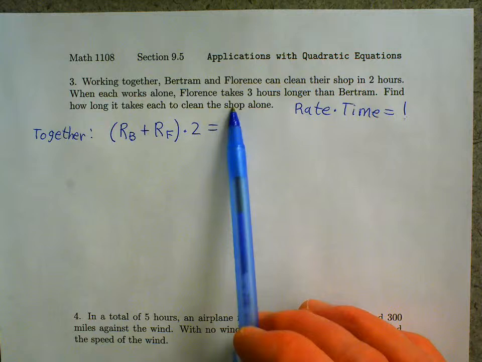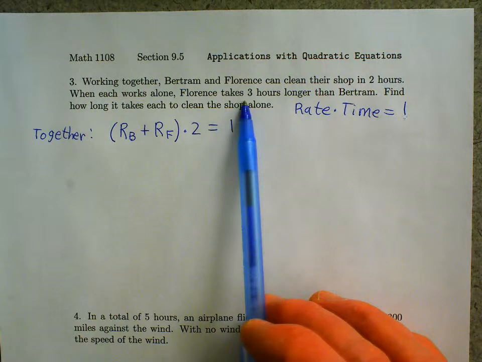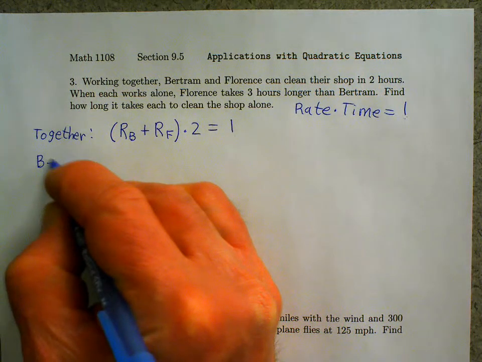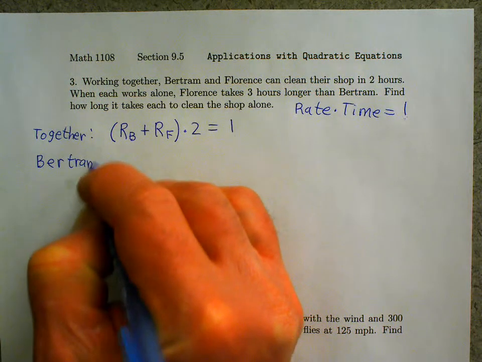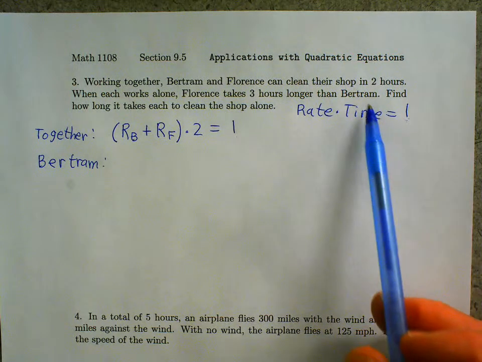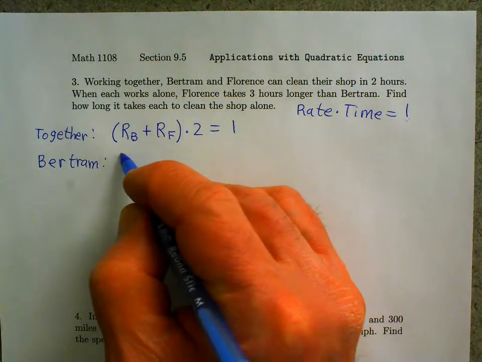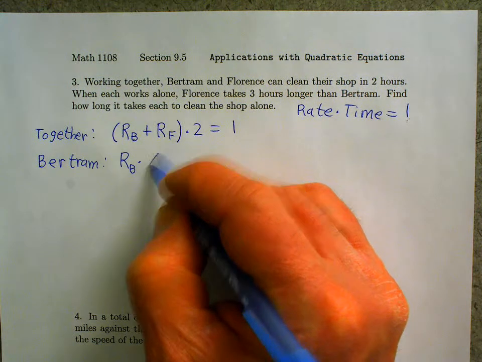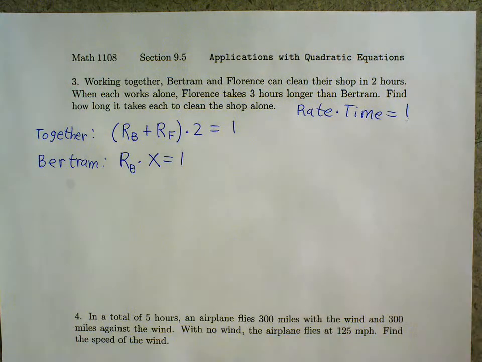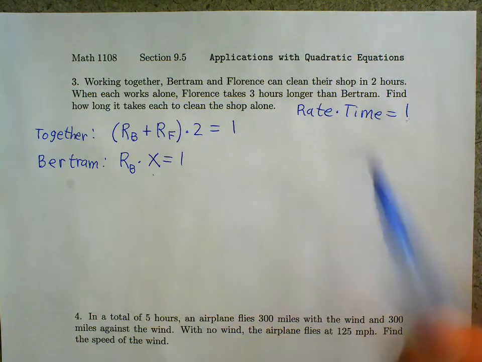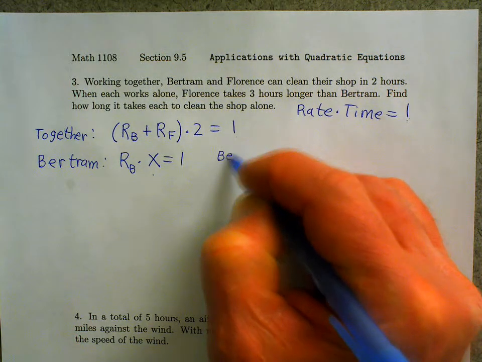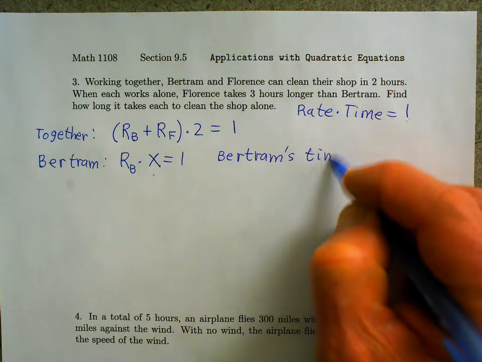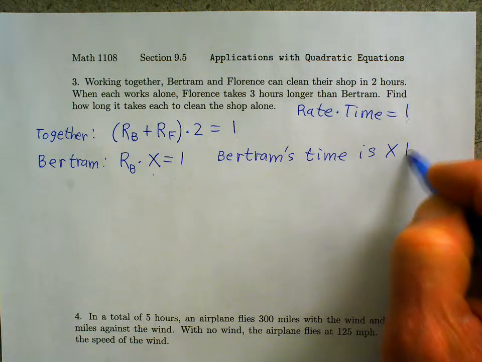Okay, we're told that when each of them works alone, Florence takes 3 hours longer than Bertram. So we pick a variable to represent the amount of time it takes Bertram. So Bertram works at a certain rate. And in X hours, Bertram can clean the shop. So Bertram's time is X hours.